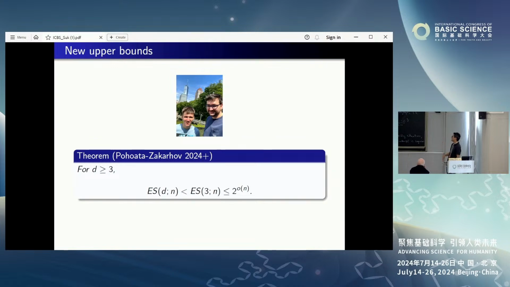These two young researchers here broke through a barrier by showing that in 3 dimensions, ES3n is at most 2 to the little o n. Then down to 3 dimensions, find points in general position.